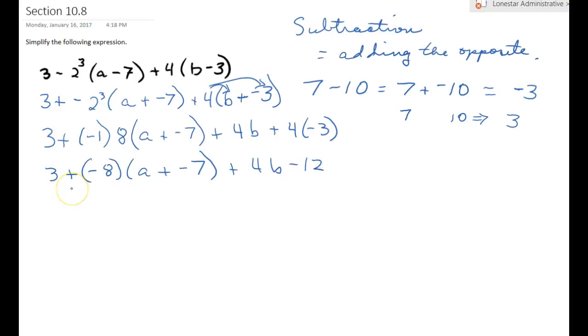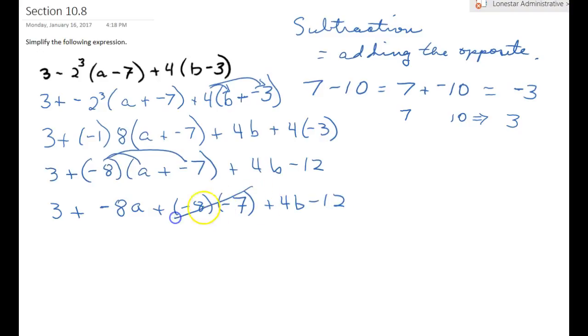And now we can distribute our negative 8. We have 3 plus, and then we have negative 8a, when we multiply these two. And then when we multiply negative 8 times negative 7, I'm going to just write it for now. Two negatives multiply to be a positive. So negative 8 times negative 7 is going to be a positive 56. So let me just rewrite that as 56.